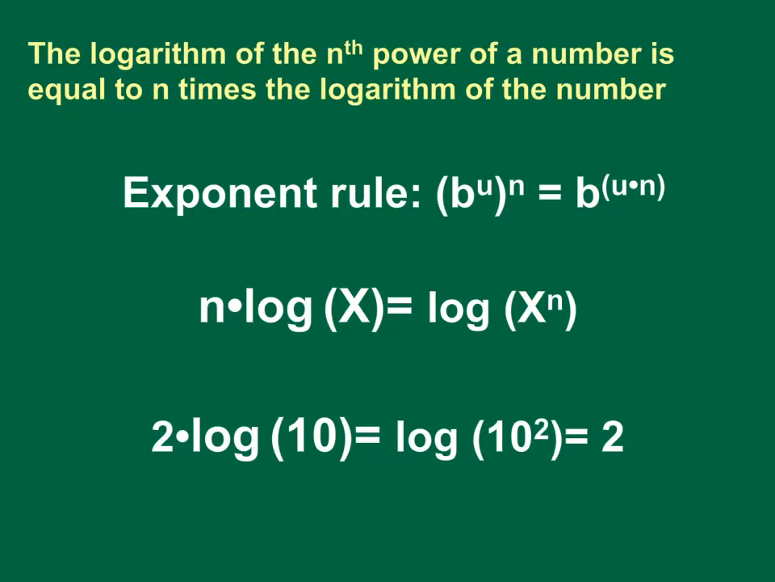The logarithm of the nth power of a number is equal to n times the logarithm of the number. First, we see the exponent rule. If you have a number with two exponents, the result is the same as if you multiplied the exponents. Similarly, the logarithm of a number with an exponent is equal to the exponent times the logarithm of the number.